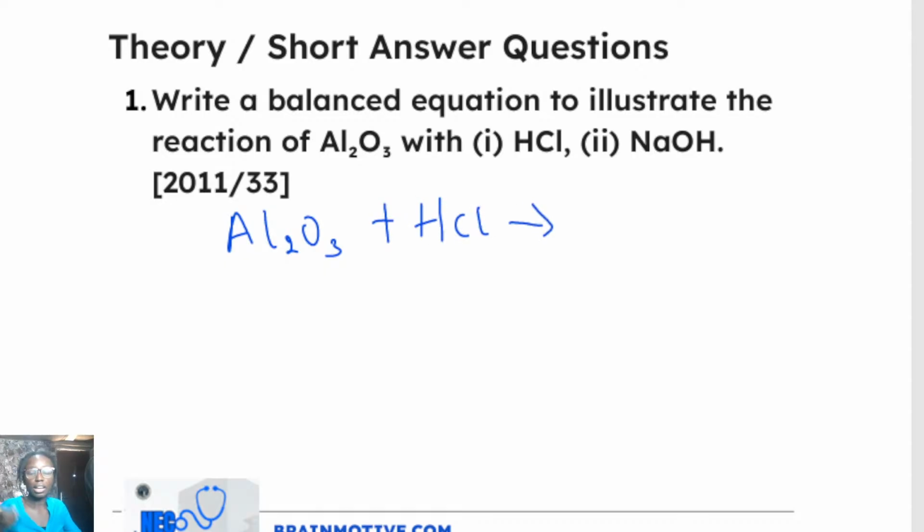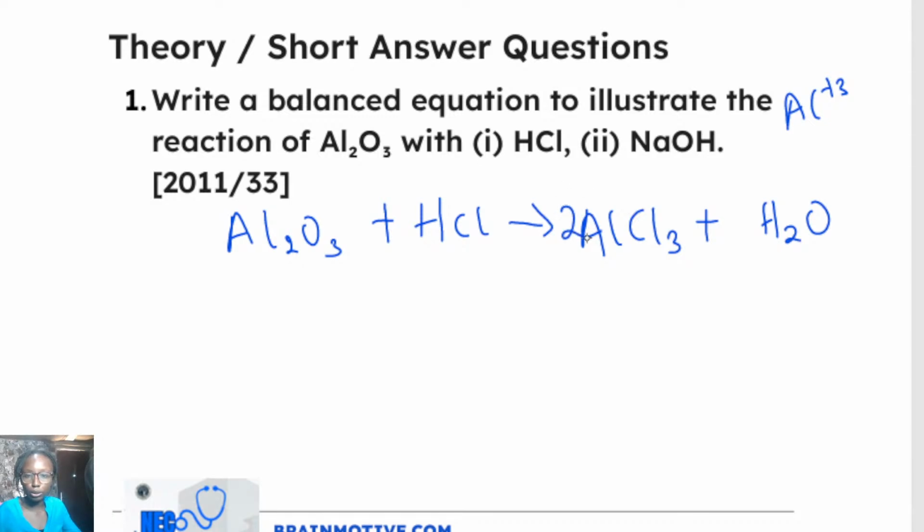Remember, it's amphoteric, so you should be expecting to have a salt, and that salt is aluminium chloride. Now because aluminium has an oxidation number of 3, that's why chlorine has 3 here. And then of course we should expect to produce water. Now all that is left is to balance this reaction, so this should be pretty straightforward.